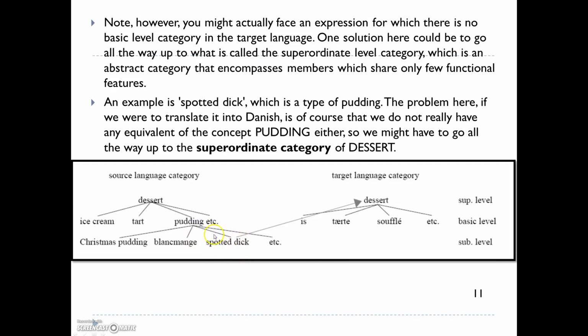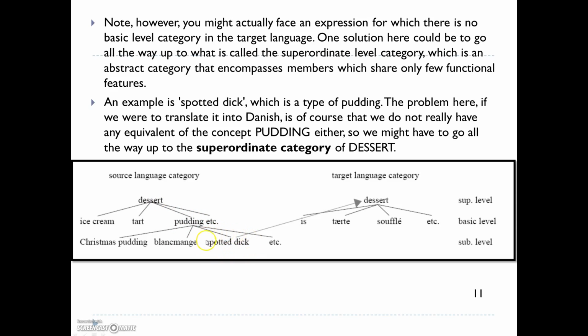So here we have spotted dick and we can see that this is a kind of pudding. And we have other types of puddings, Christmas puddings, sticky toffee puddings, all sorts of puddings here. And a pudding then is a kind of dessert, just like ice cream is a kind of dessert and so on. So the problem is, if we wanted to treat this like the Brunsvier, we would have to go up one, from the subordinate level to the basic level. But then we encounter the pudding level, and this is a level that we do not have in Danish. So again, we have to go up one more.